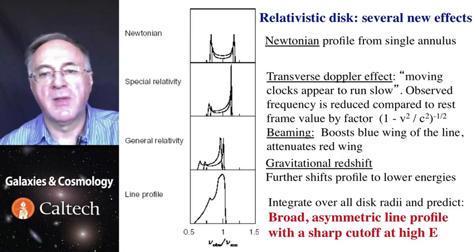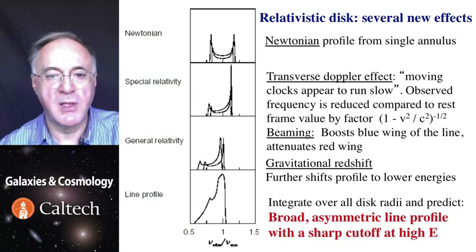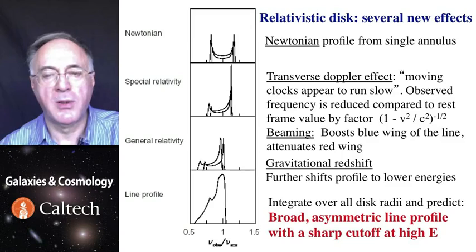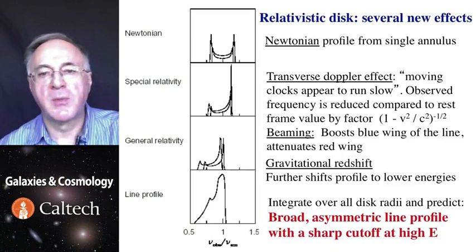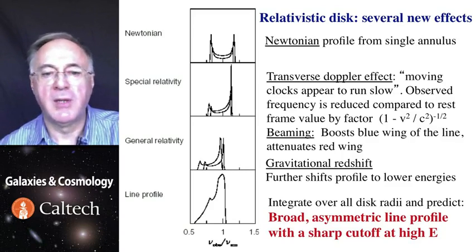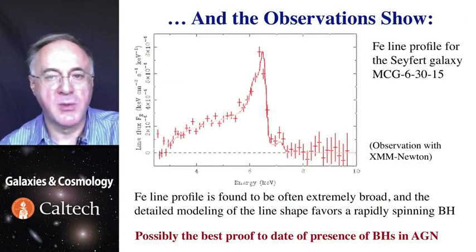Then there is also gravitational redshift. That's a general relativistic effect. The photons would lose energy getting out of the potential well. So the whole thing would be moved towards lower energies. And therefore, you expect a broad, asymmetric, shifted line to come out. And that's exactly what's observed.